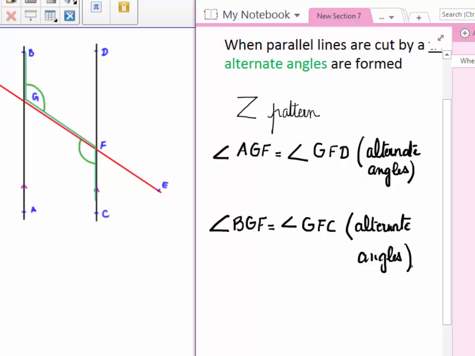So this is the only, we can say, two pairs of alternate angles in this drawing. Actually, there is no other alternate angles. So I hope that you understand the alternate angles. They have the Z pattern, don't forget that. And any two alternate angles, they are equal. So let's move to something else.